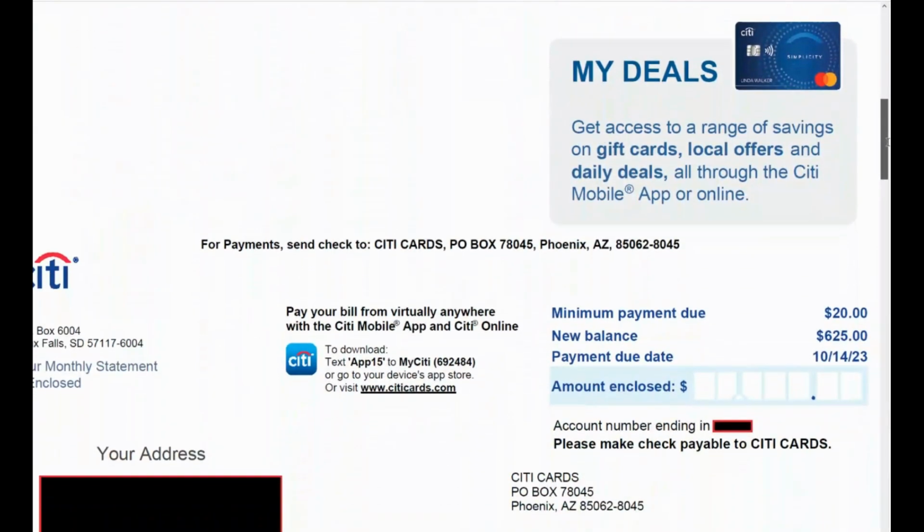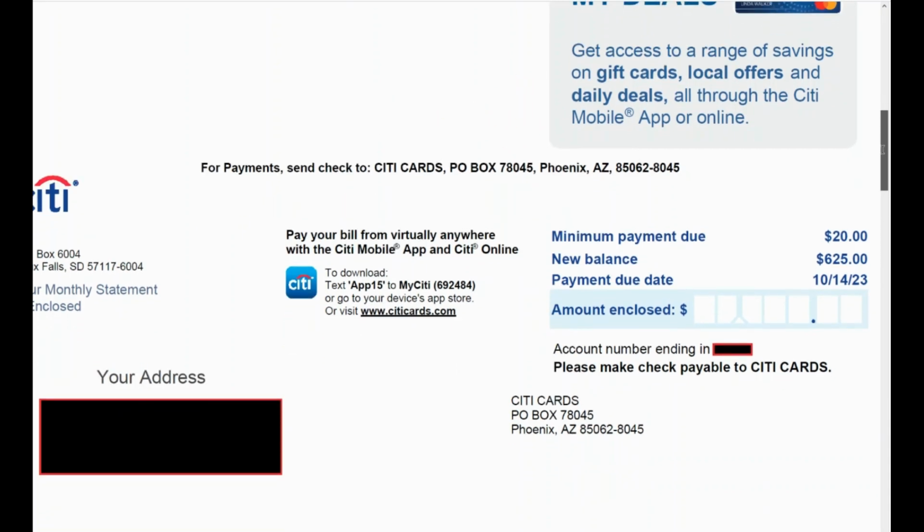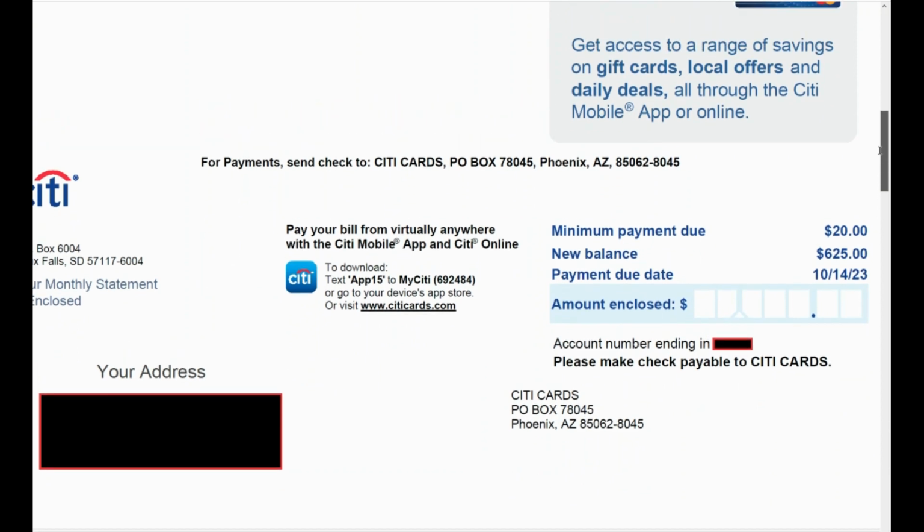Towards the end of this page, of course, it's giving me the opportunity to get some gift cards and local offers here, which we will gladly ignore because that's just to entice us to spend more money, and we do not need to do that.